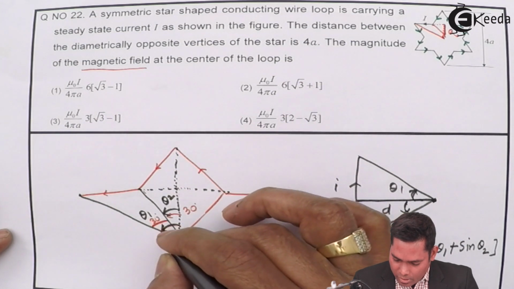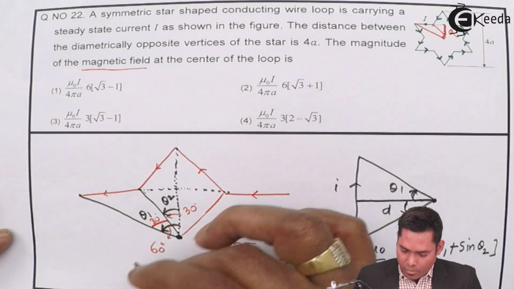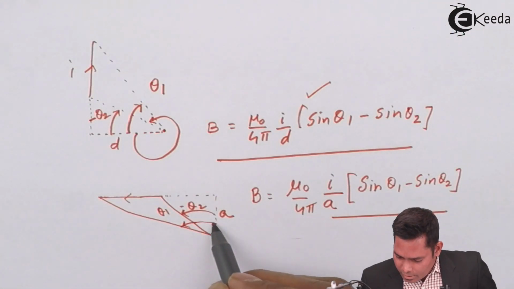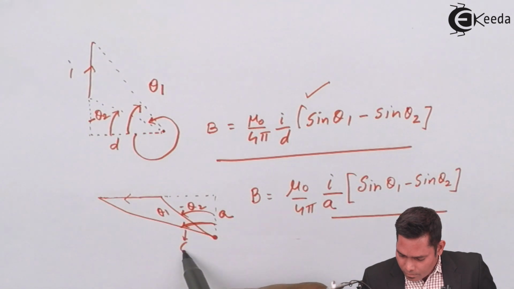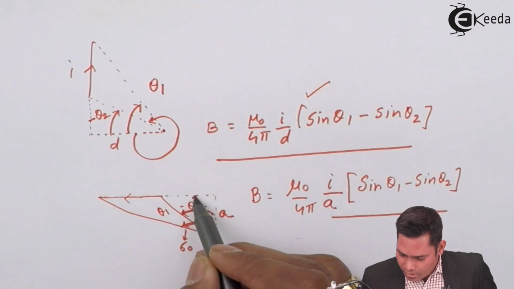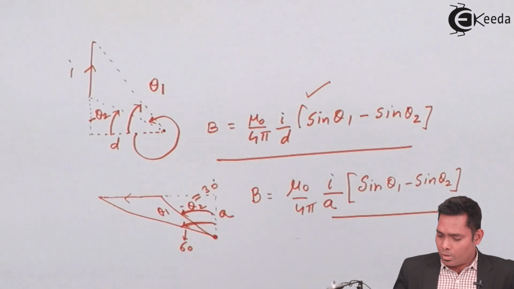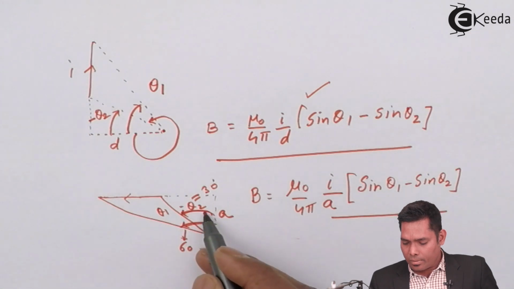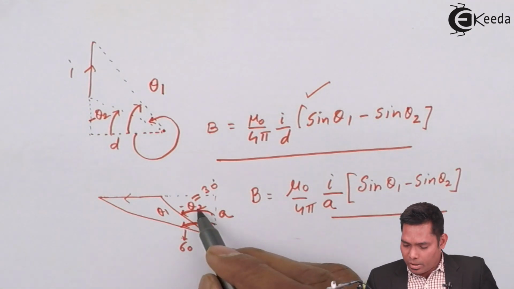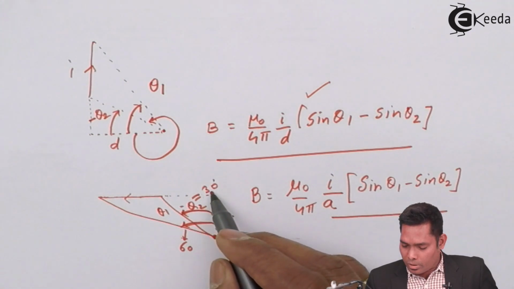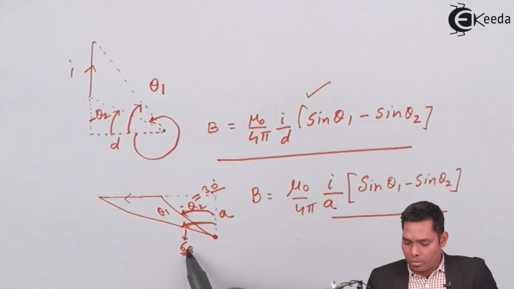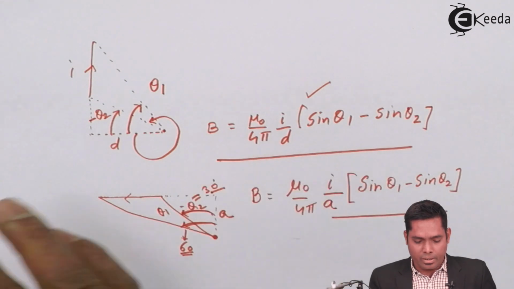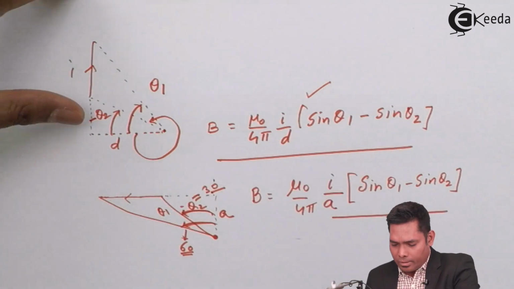So from here to here, this angle is 60. So what I have to say is that this angle is 60 and this angle is 30. The total angle here is 60 and this angle is 30. So that means theta 2 I'll put 30 and theta 1 I'll put 60 over here. Let me first put this and get the answer, then I'll come back to how to find that angle.